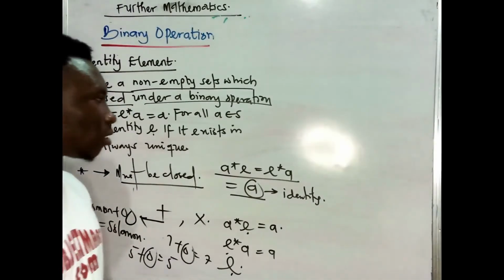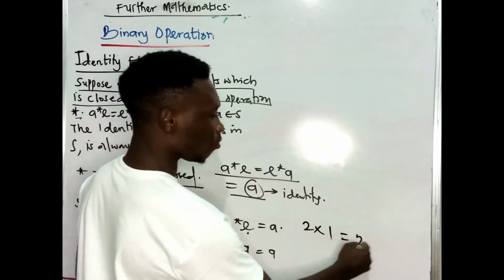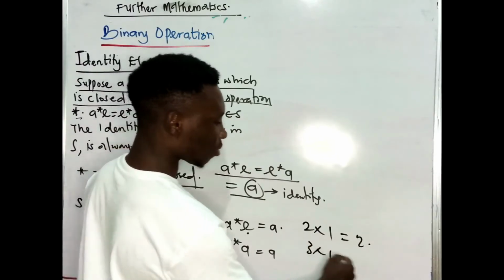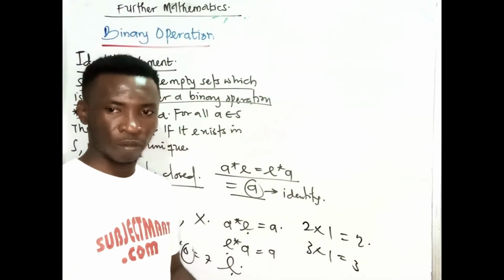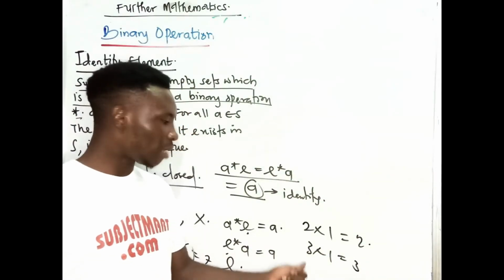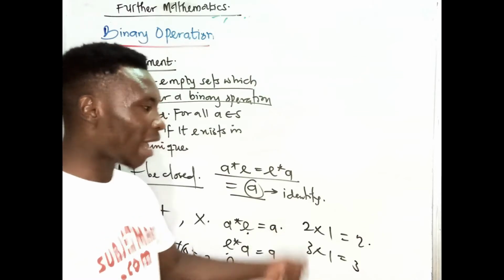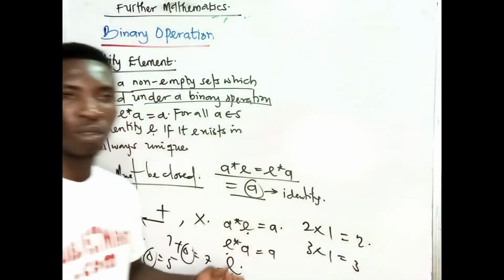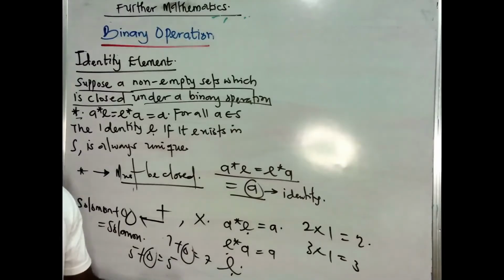Why is it 1? It is 1 such that 2 times 1 has to give me 2, 3 times 1 has to give me 3. Now any operation I carry under multiplication on 1 gives me that same value. That is, 1 here is my identity. So I believe we've now understood what identity is all about.